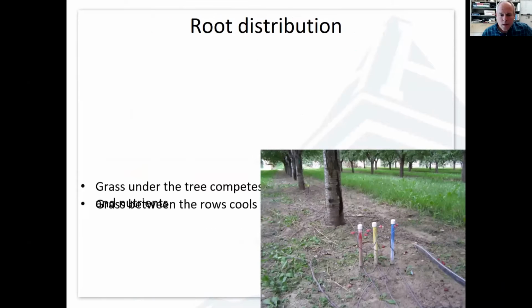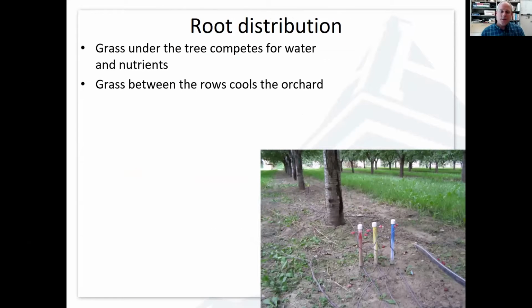So another thing I'll just show, this is a picture of a tart cherry orchard. These tubes that are sticking out of the ground, they have electrodes, and we have these running to a computer. Each one of these at the bottom of that tube is one of those resistance block sensors. And the reason they're color coded is because the tubes are different lengths. And so I have these sensors at different depths, and I know which one's which based on the color, so that I can monitor the soil moisture in this tree row.